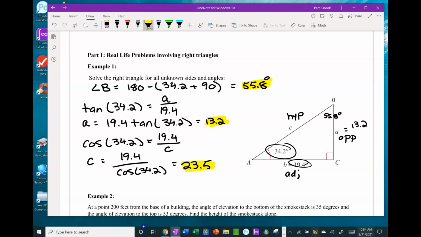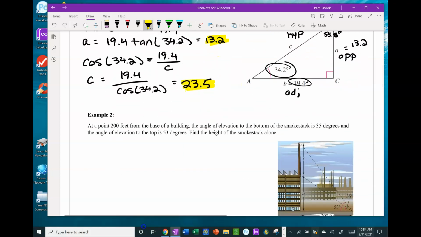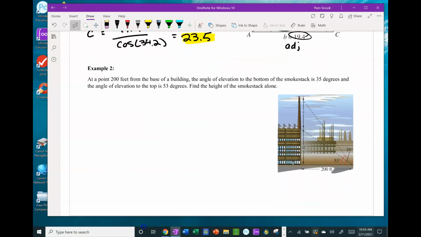All right, so now we've had a brief review of solving a right triangle. We're going to look at a real-life situation. We have a point 200 feet from the base of a building, and the angle of elevation from that point to the bottom of the smokestack is 35 degrees, and the angle of elevation to the top of that smokestack is 53 degrees. So when I look at my picture, here's my 200. A is the height of the building. S is the height of the smokestack.